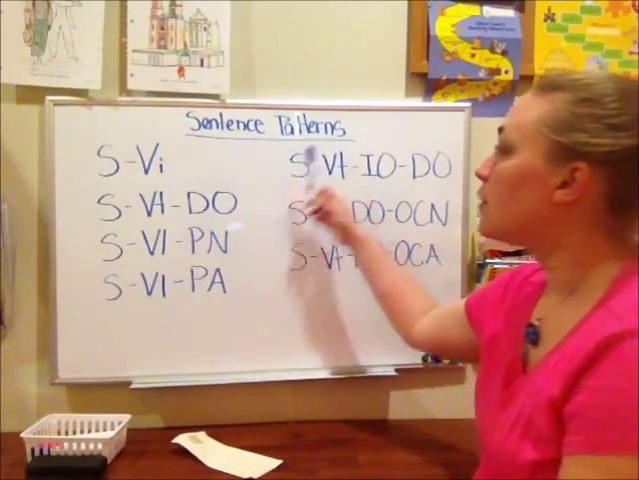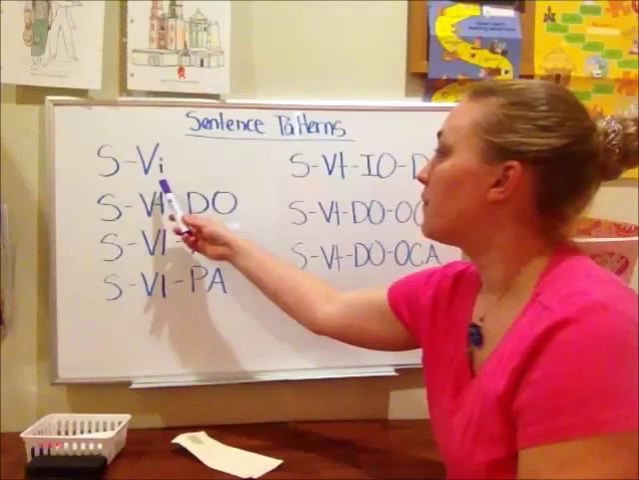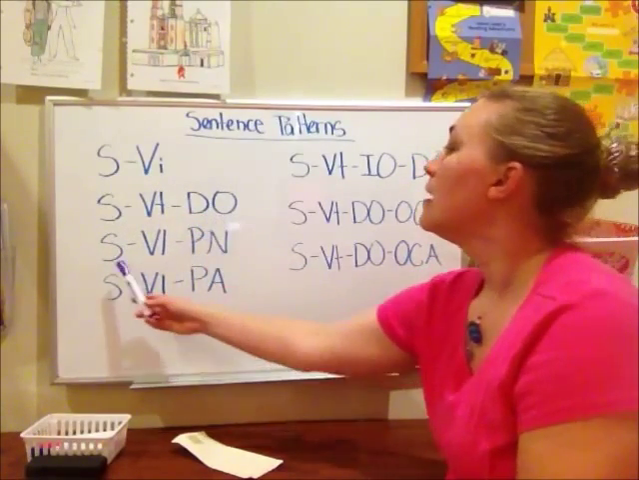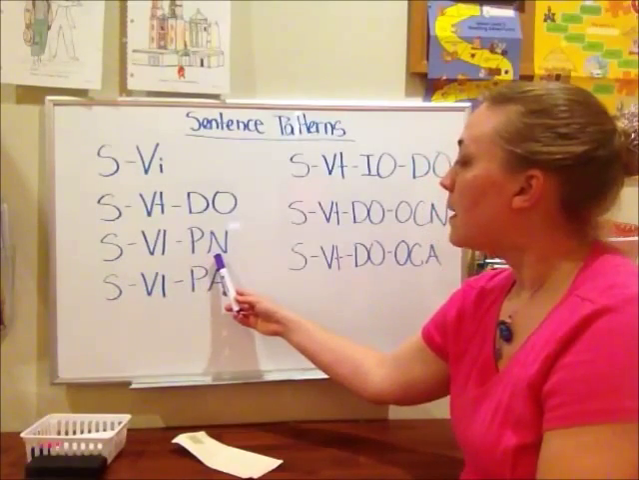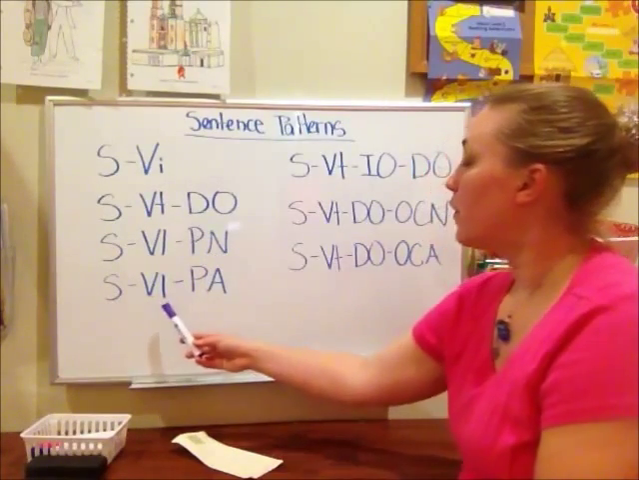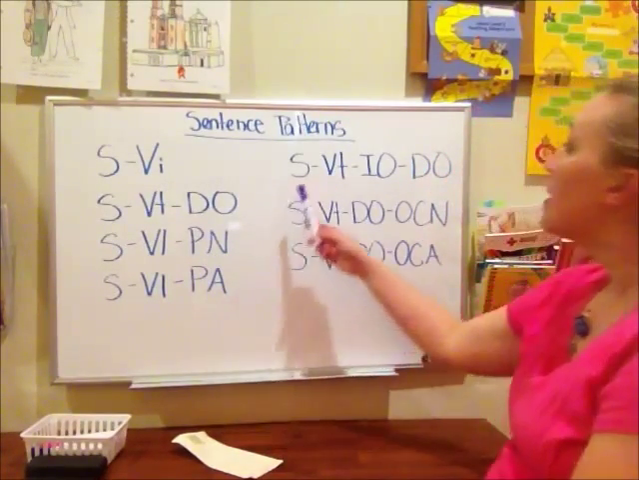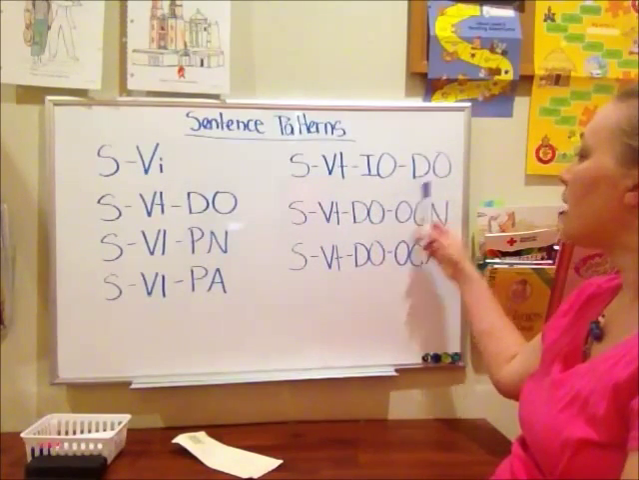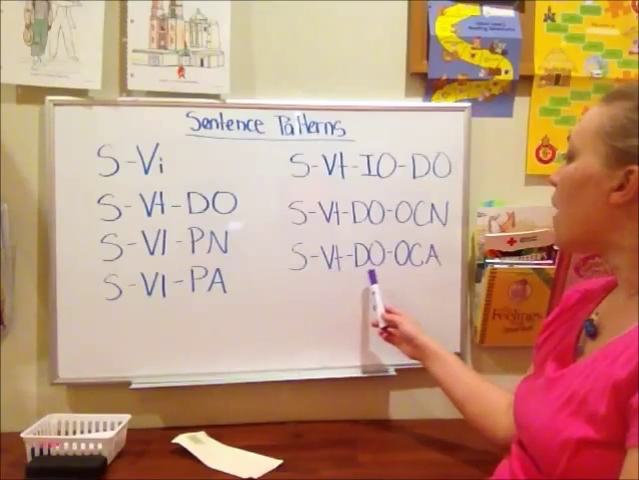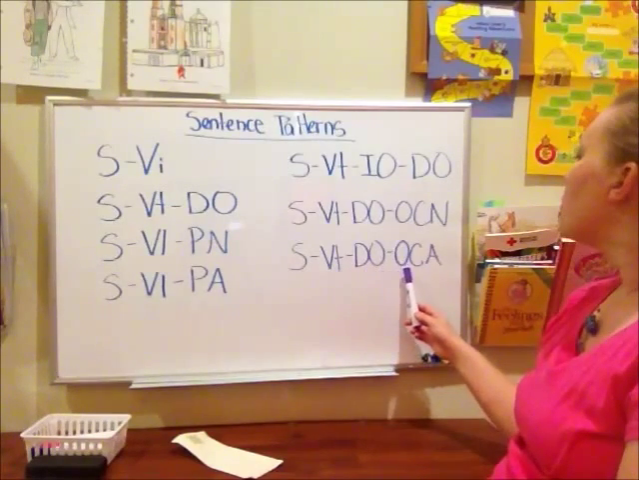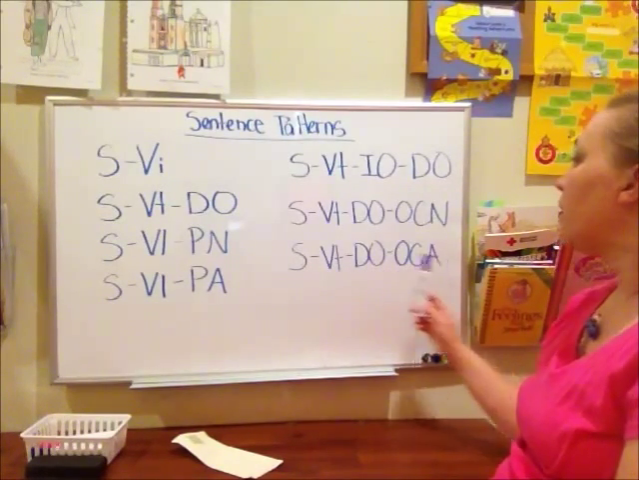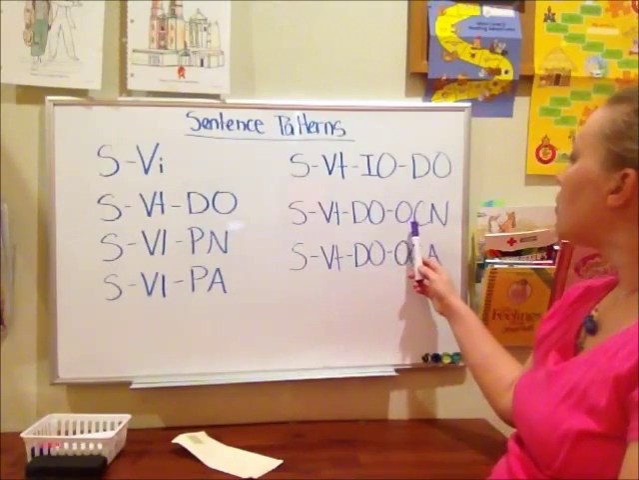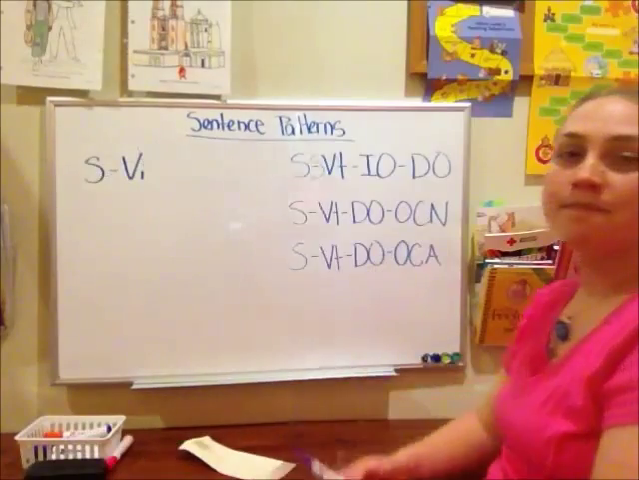Sentence patterns: subject, verb; subject, verb, direct object; subject, verb, predicate nominative; subject, verb, predicate adjective; subject, verb, indirect object, direct object; subject, verb, direct object, object complement, adjective; subject, verb, direct object, object complement, noun.